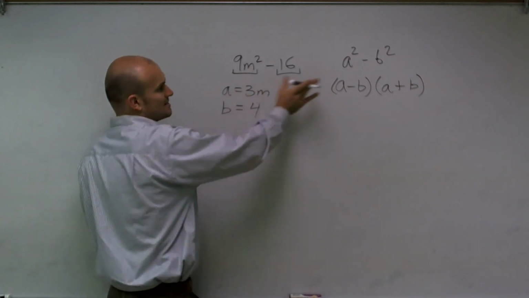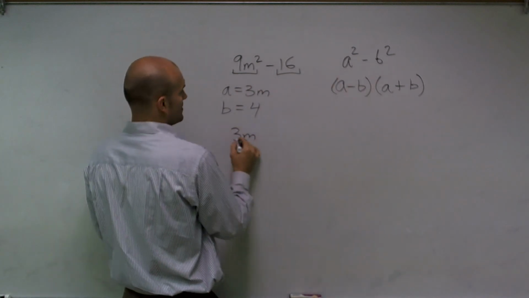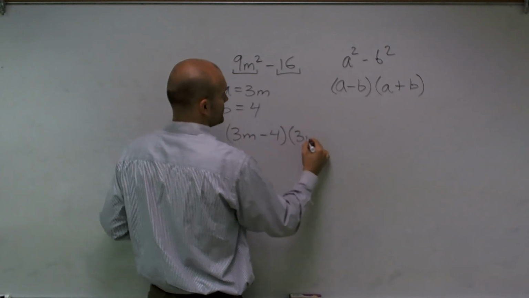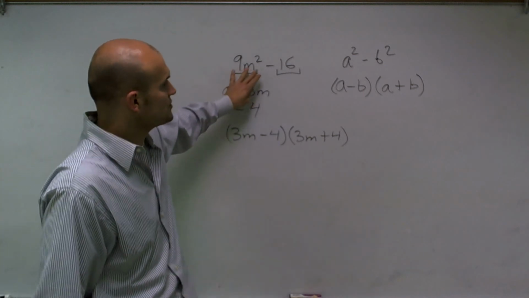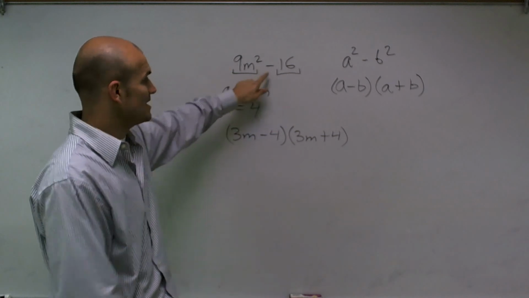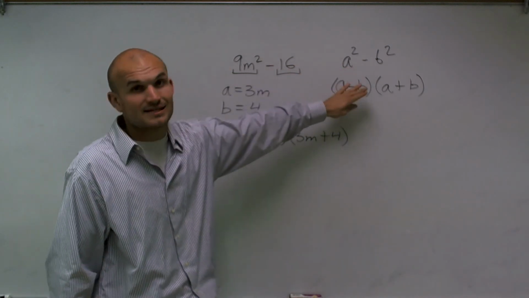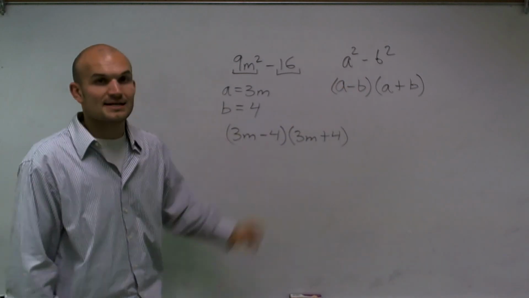Now, if I simply plug that into this formula, what I have is 3m minus 4 times 3m plus 4. So it's really important to look for your first term and your last term to be square terms. Then make sure you have the difference, because if it's a difference, you can work like this. If it's not a difference, it doesn't work like this. And then you can simply write it as a difference of two squares.